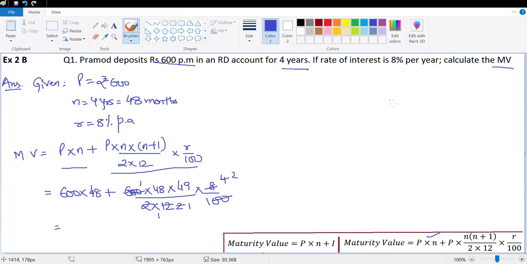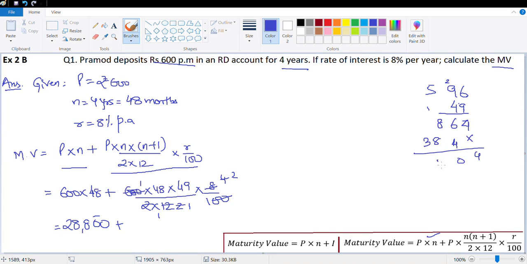So 48 into 6, that's 288. Perfect. So this is 28,800. 48 into 6 will be 288, yes, 28,800, plus 48 into 49 into 2. 48 into 2, that's 96. Yes, 96 multiplied with 49. 9 into 6, 54. 81 plus 5, 86. 24. 36 plus 2, 38. This is 4, 10, 17.